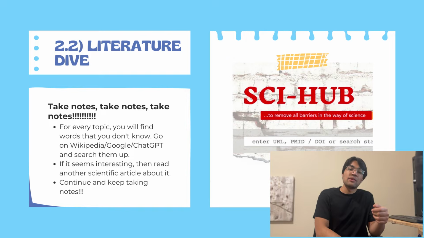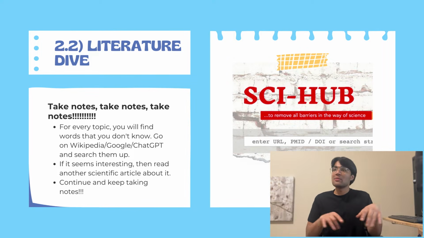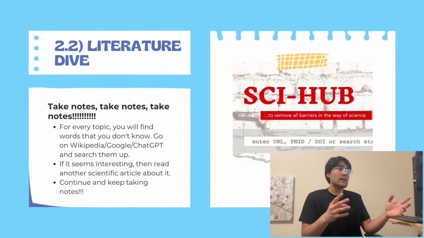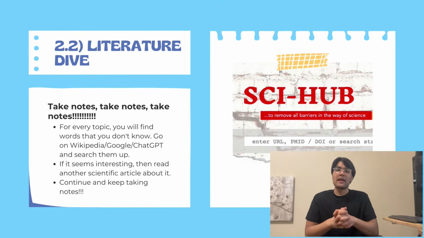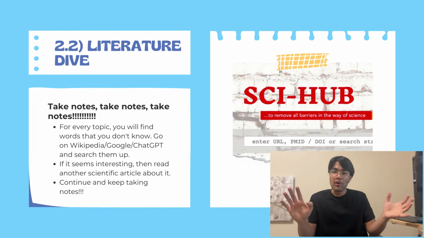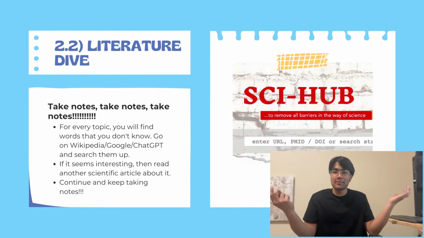Read another scientific article about them. A lot of high schoolers contact me saying, I went onto elsevier.com or whatever, and I'm trying to read this article, but it's paywalled. How do I do it? There are a lot of resources that are actually free. One of these is called Sci-Hub. Basically it allows you to read articles. The idea is to remove all barriers in the way of science. Essentially their goal is to make all paywalled articles available to people who want to use them. And so for high school students, it's a pretty cool resource.